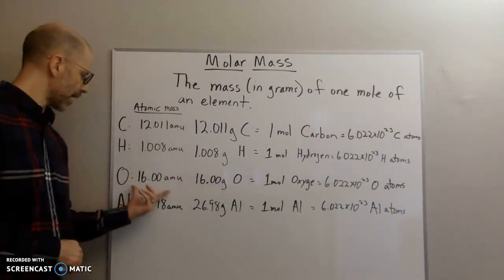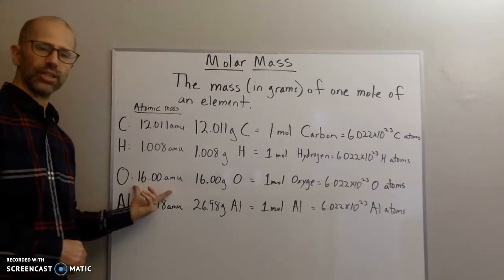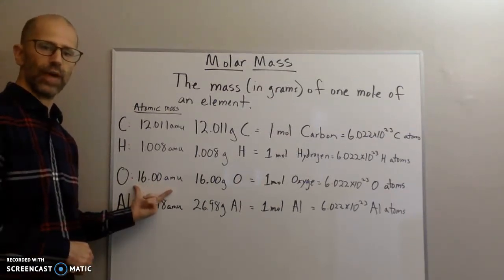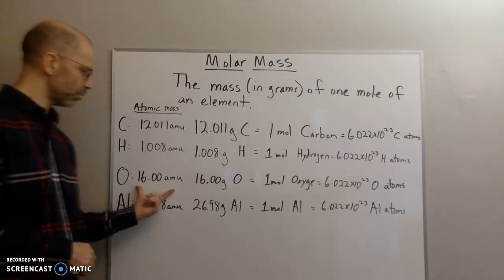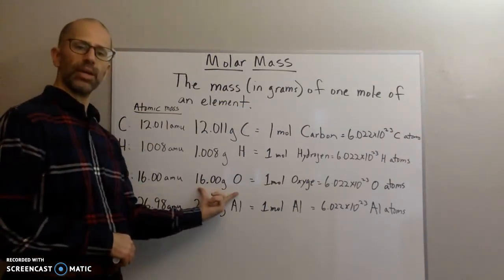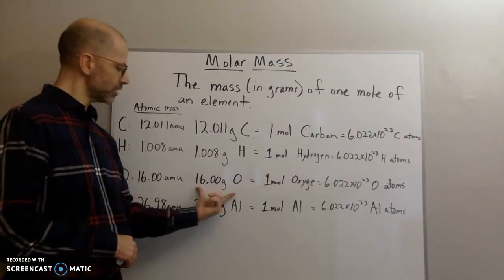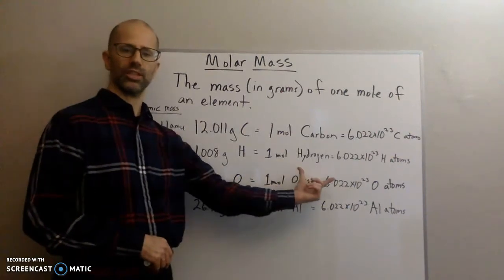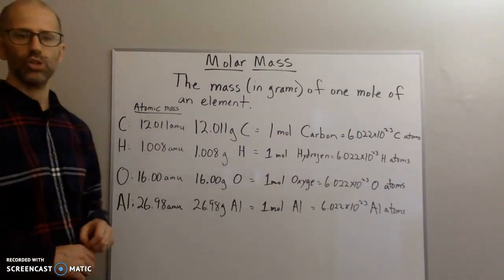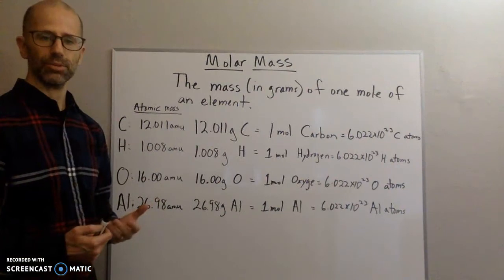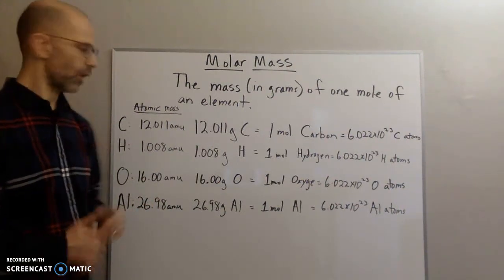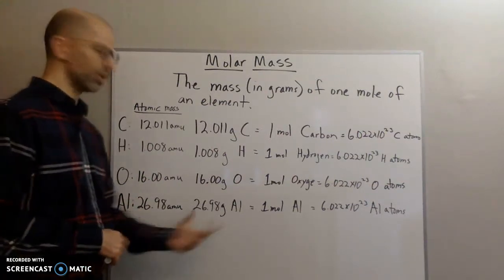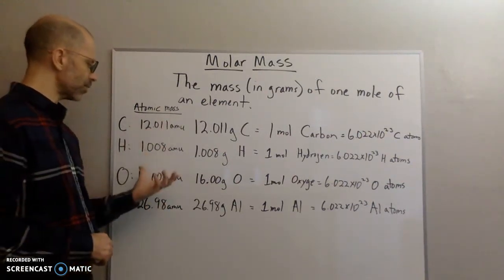And then I have oxygen. Again, oxygen, the atomic mass is 16.00 AMUs on the periodic table. Same number in grams. So 16.00 grams of oxygen is going to be 1 mole of oxygen, which is 6.022 times 10 to the 23rd atoms of oxygen. And the same thing with aluminum. So you'll see a pattern here.